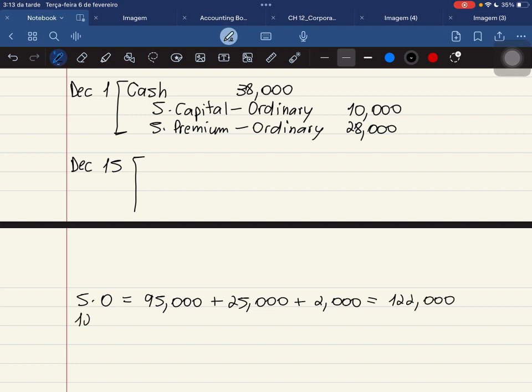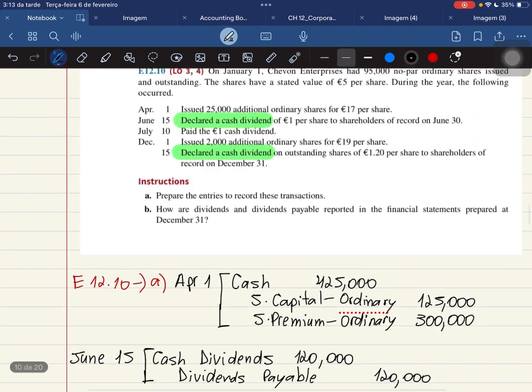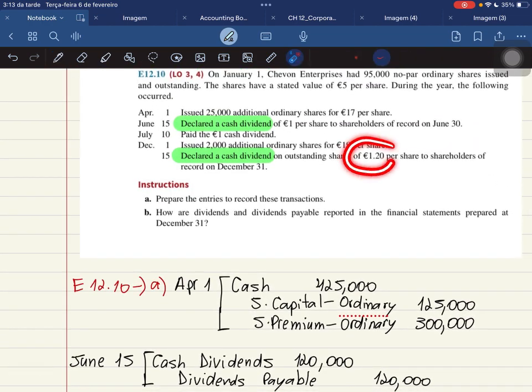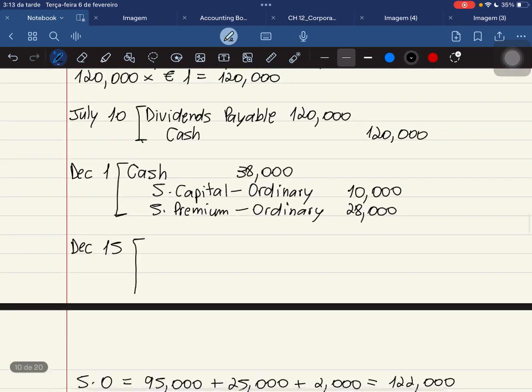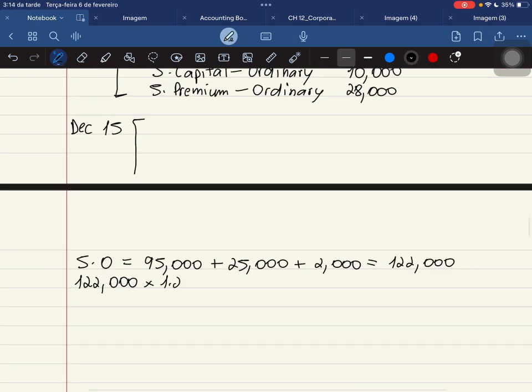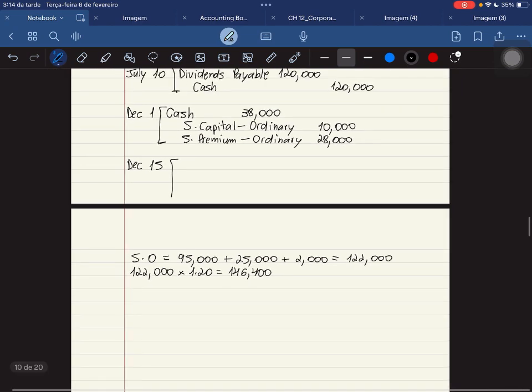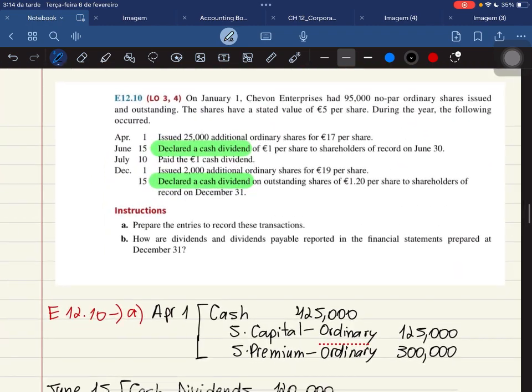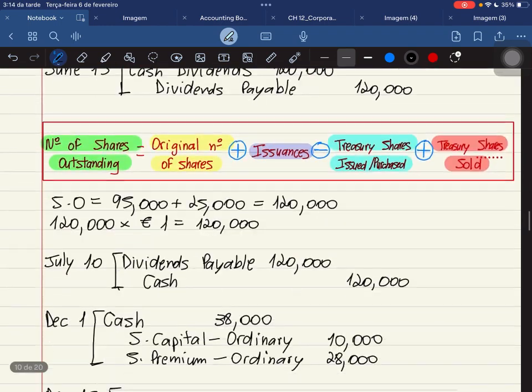122,000. And now we can go ahead and multiply this number of outstanding shares by the value that they gave us. In this case was €1.20. And that gives us 146,400. Okay, so here they're asking us to journalize this declaration of cash dividend, right?